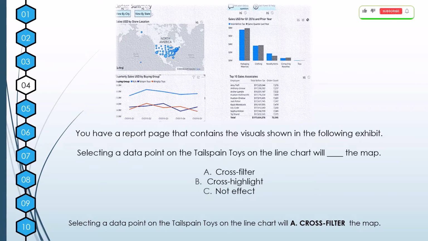You have a report page that contains the visuals shown in the following exhibit. Selecting a data point on the Sales by Toys line chart will ___ the map. A. Cross filter. B. Cross highlight. C. Not affect. Selecting a data point on the line chart will A: cross filter the map.